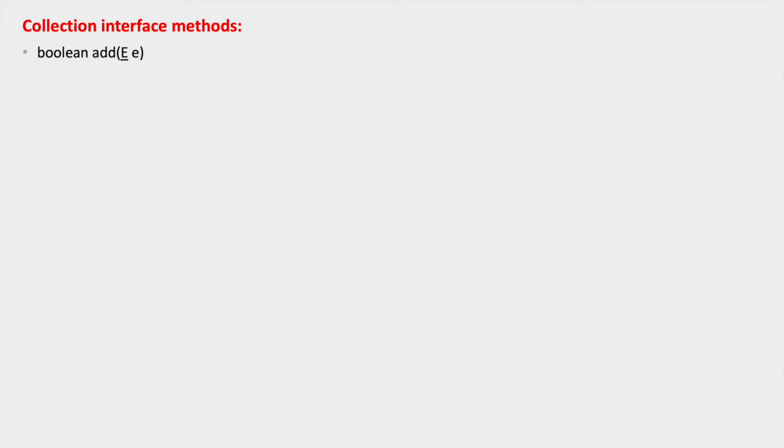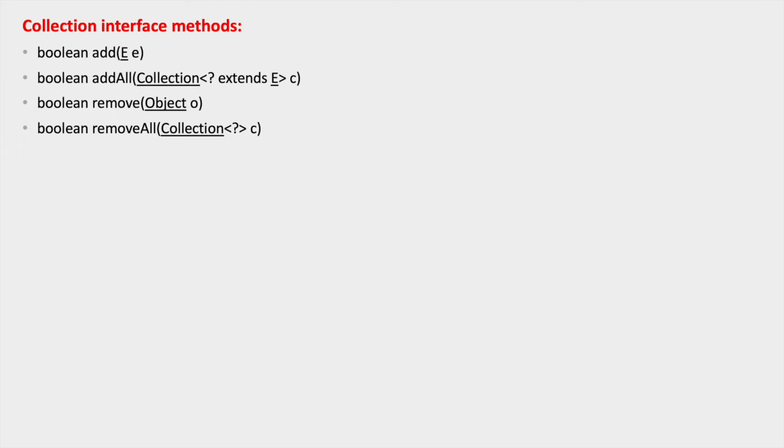Add. If you want to add any object to the collection, we will use add method. Add all. If you want to add a group or collection of objects to the collection, then we will use add all method. If you want to remove an object, then we will use remove method. If you want to remove a list or collection of objects, then we will use remove all method. Retain all method. If you want to remove all elements except the given list of elements, that time we will use retain all method. Clear method. If you want to remove all the elements, that time we will use clear method.